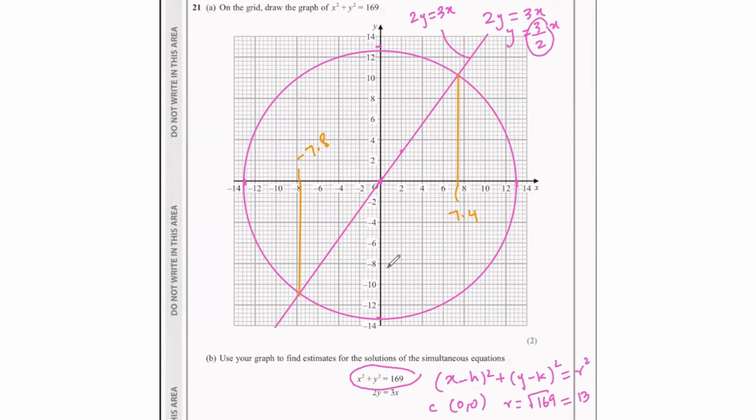But you need to remember one thing, that x is being squared and y is being squared, which means if one value of x is negative 7.8, there's going to be a positive 7.8 as well. And if one value is 7.4, there's going to be a negative value as well. So there are going to be 4 solutions. Why? Because x is being squared.